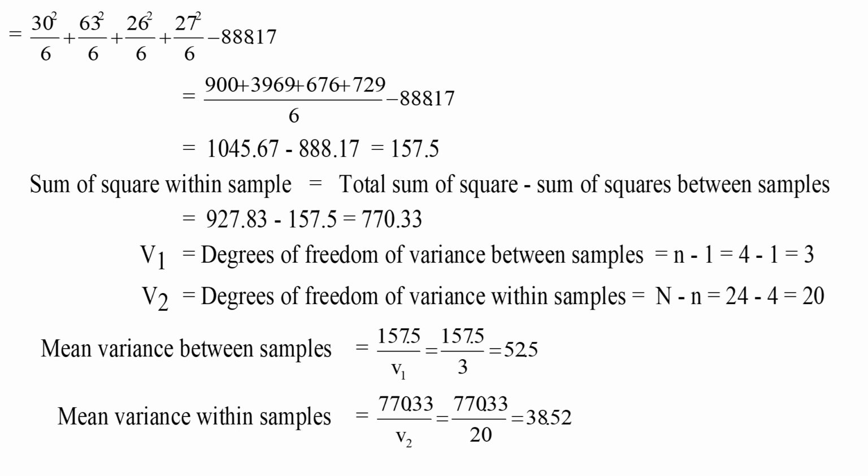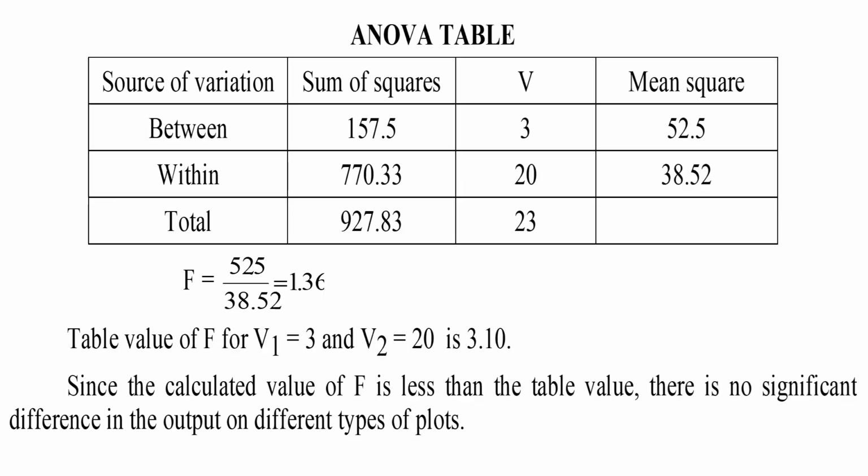Mean variance between samples equals 52.5. Mean variance within samples equals 38.52. The ANOVA table is as follows. F equals 1.36. Table value of F for V1 equals 3 and V2 equals 20 is 3.10. Since the calculated value of F is less than the table value, there is no significant difference in the output on different types of plots.